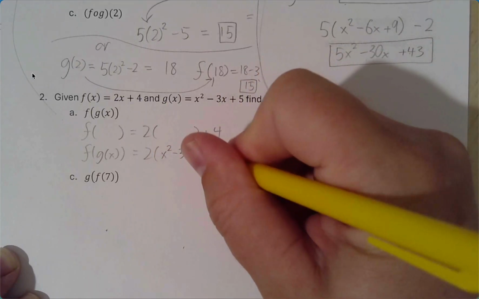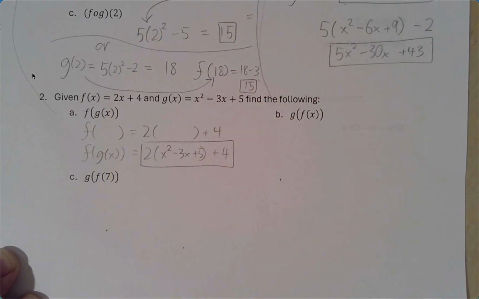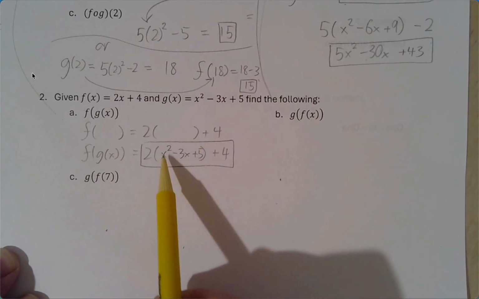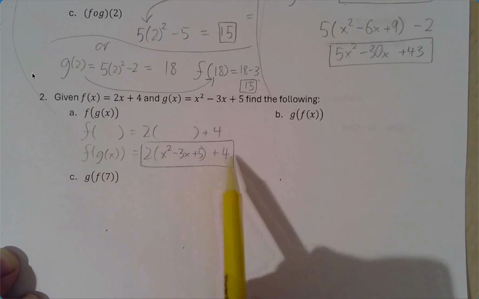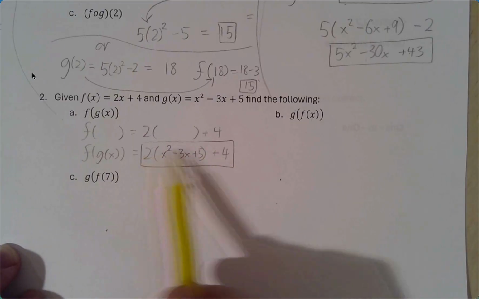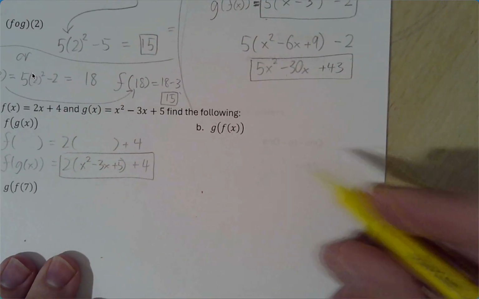I'm going to put the box around that, but what you should do for yourself is distribute the 2 and then combine wherever that plus 4 could be combined with. It looks like with a positive 10, but we're not going to do that for now for sake of time. Let's go the other way.